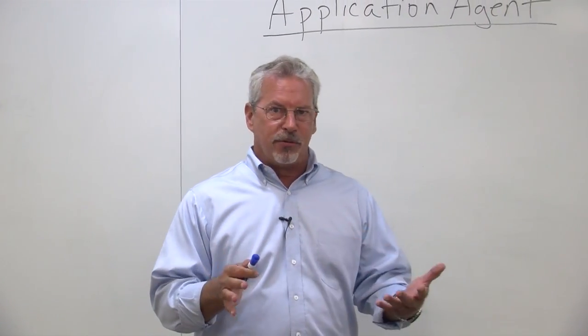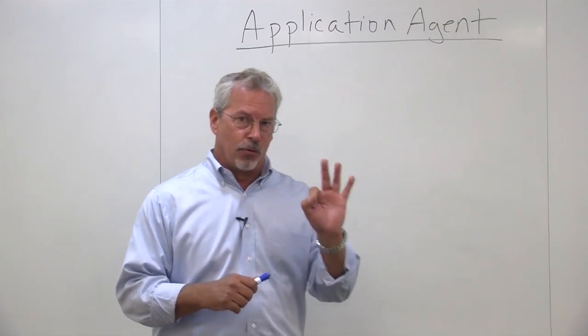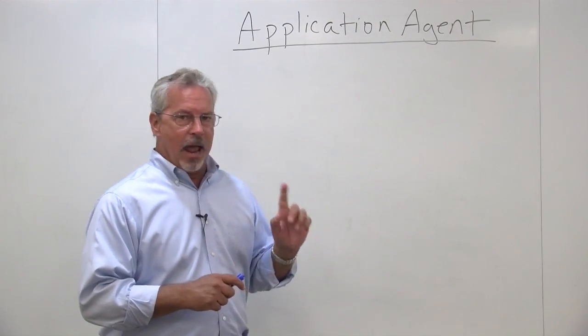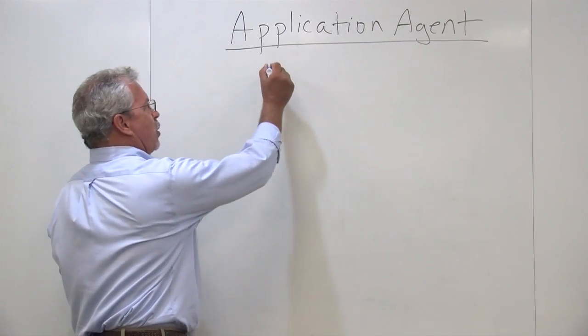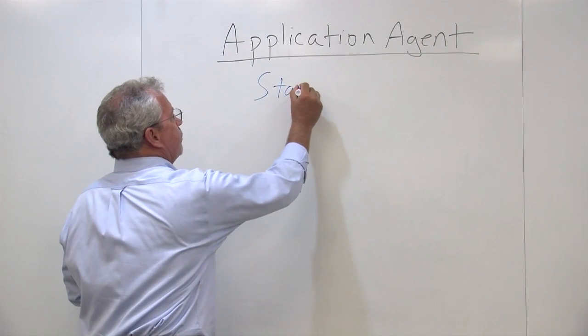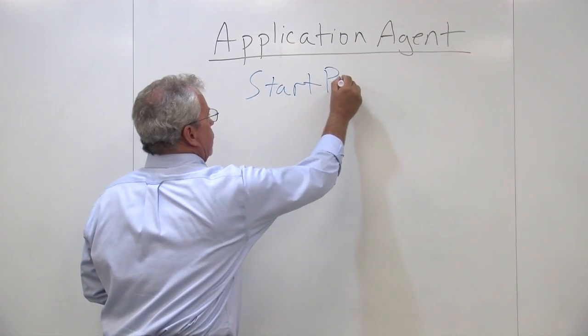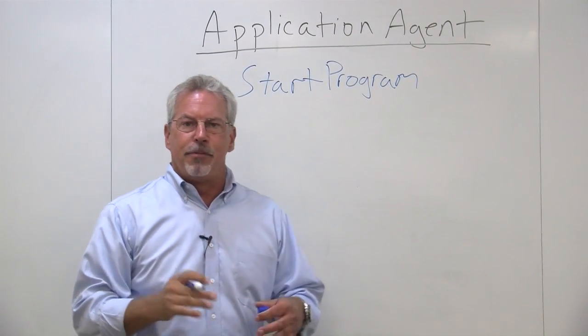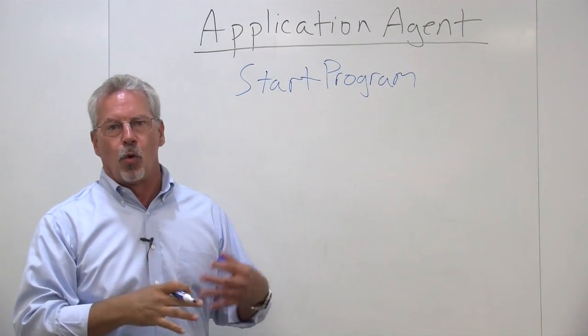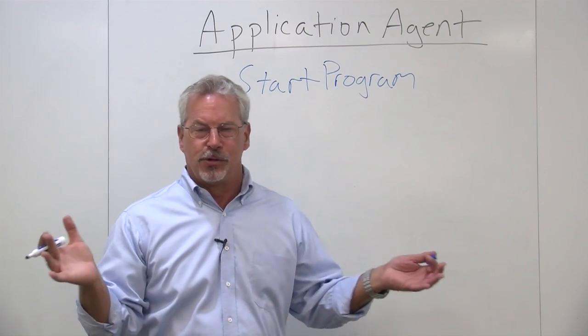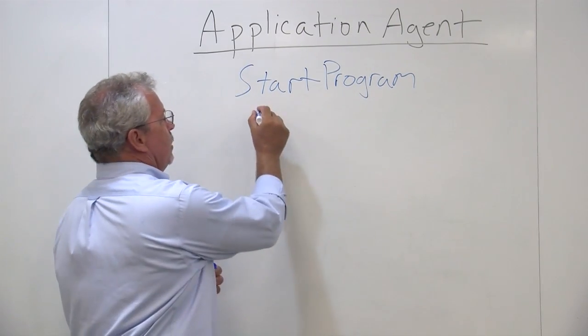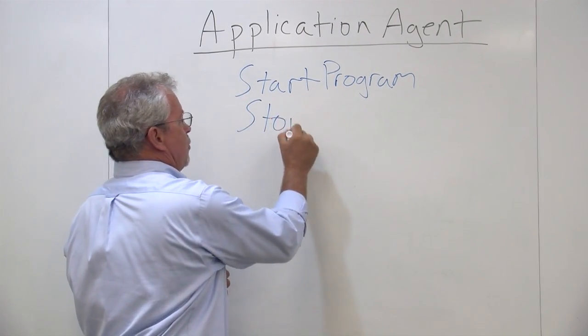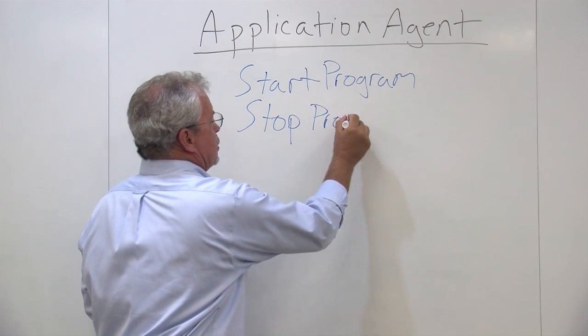There are only a few attributes that you have to provide. Actually, there are only 3 of them that you have to provide. And the first one is the start program attribute. And what that specifies is the path to the executable or the script that actually starts up the application that you're trying to protect. The second one, as you might guess, is a stop program attribute.